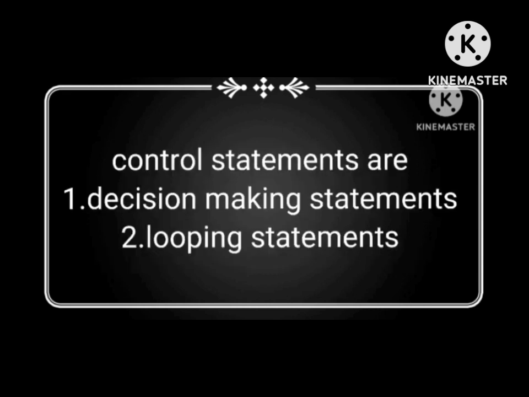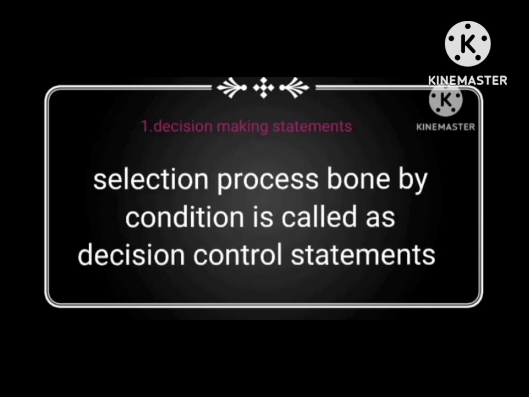Control statements are classified into two types. They are decision making statements and looping statements. Decision making statements: the decision process done by condition is called decision making statements or branching control statements.